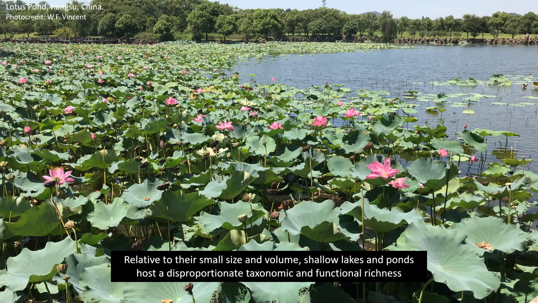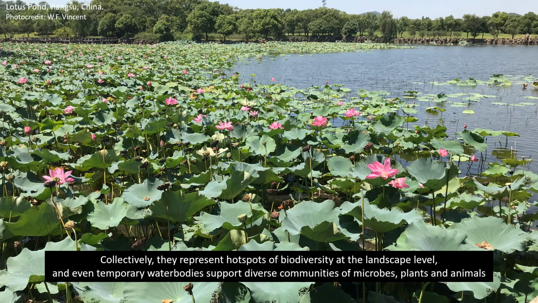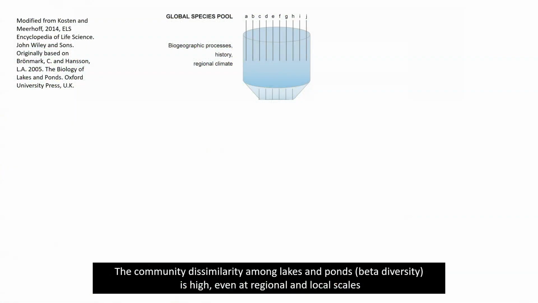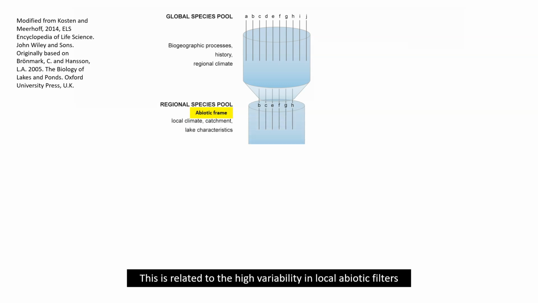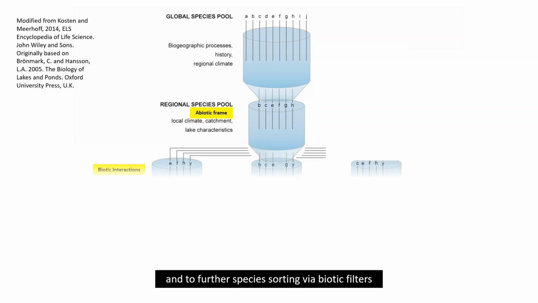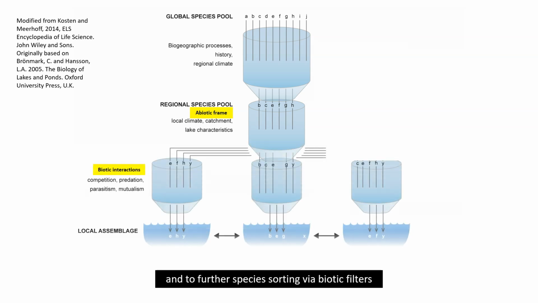Relative to their small size and volume, shallow lakes and ponds host a disproportionate taxonomic and functional richness. Collectively, they represent hotspots of biodiversity at the landscape level, and even temporary water bodies support diverse communities of microbes, plants, and animals. The community dissimilarity among lakes and ponds, beta diversity, is high even at regional and local scales. This is related to the high variability in local abiotic filters, and to further species sorting via biotic filters.